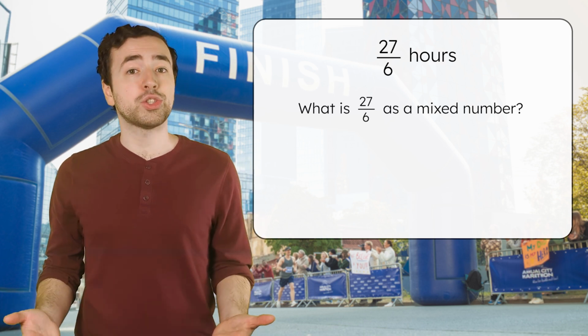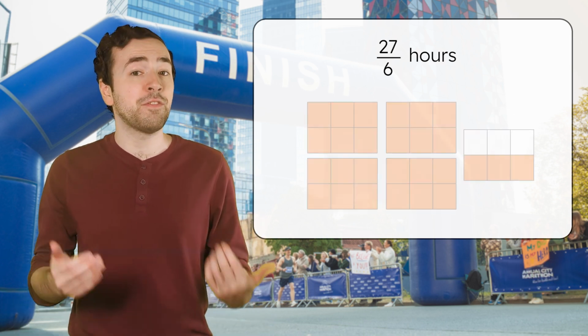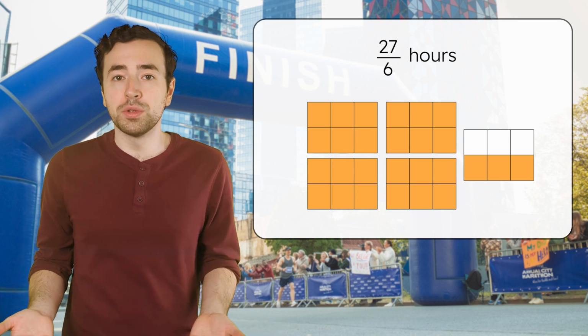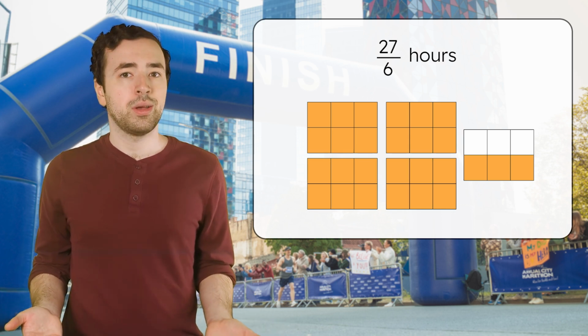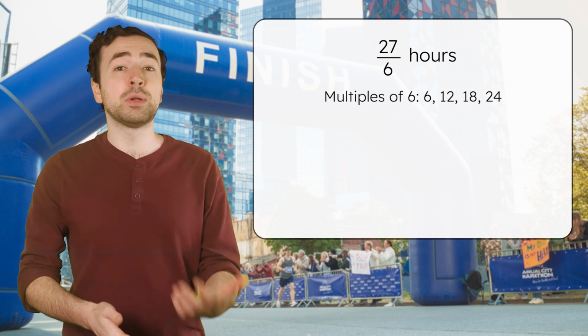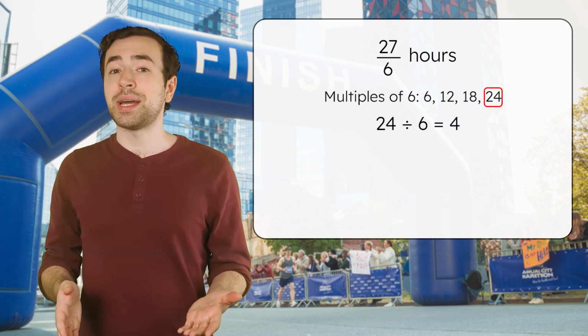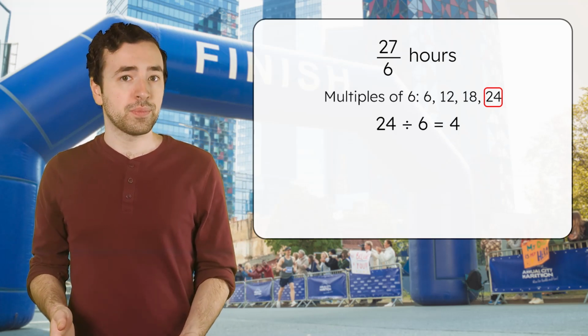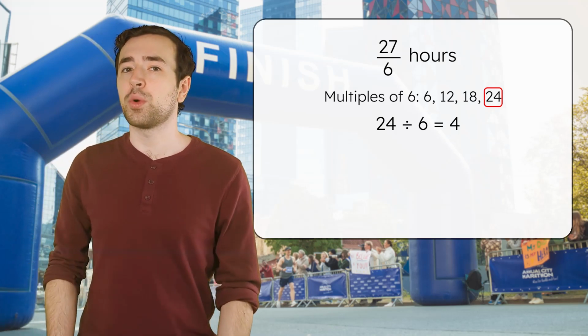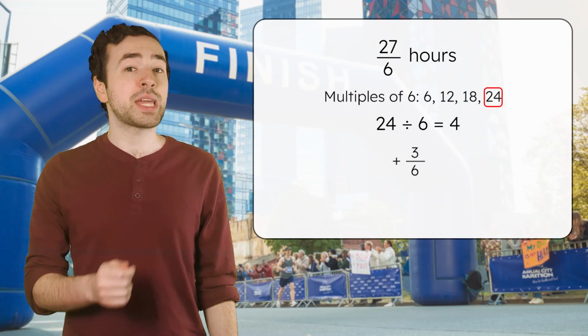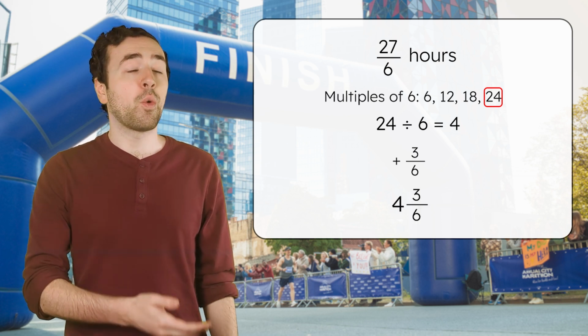We could always show 27/6 as a visual model to figure out how many wholes and extra fractional pieces there are. Or we can use division. 27 isn't a multiple of 6, but 24 is. 24 divided by 6 equals 4. Since 27 is 3 more than 24, that leaves 3 extra pieces, or 4 3/6.